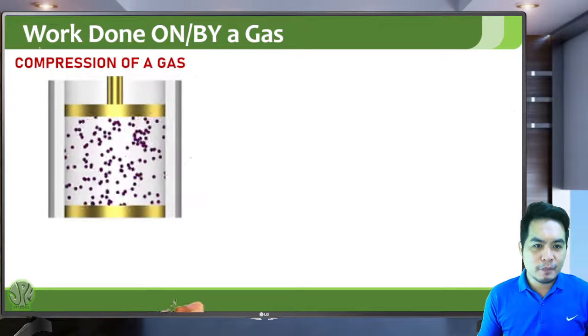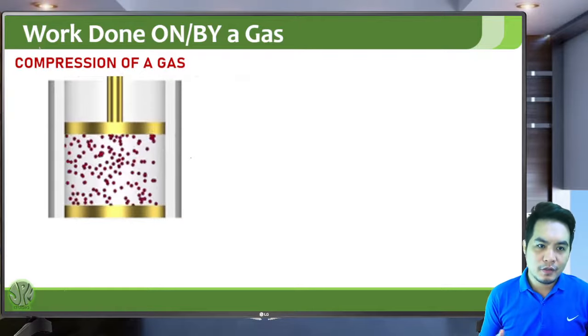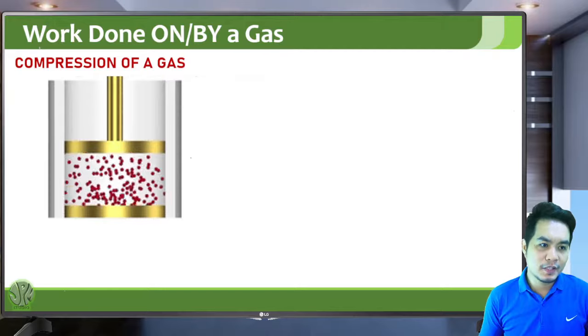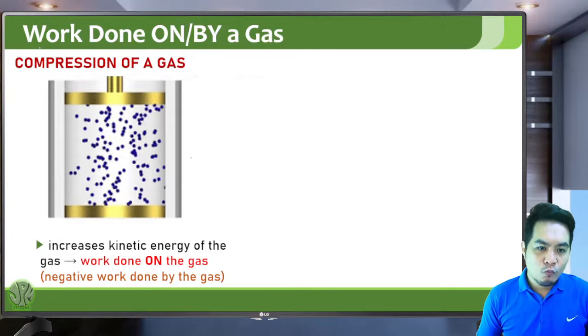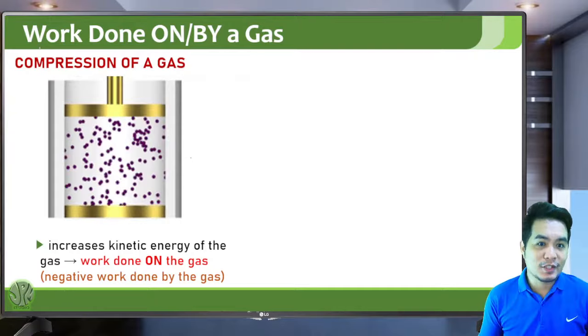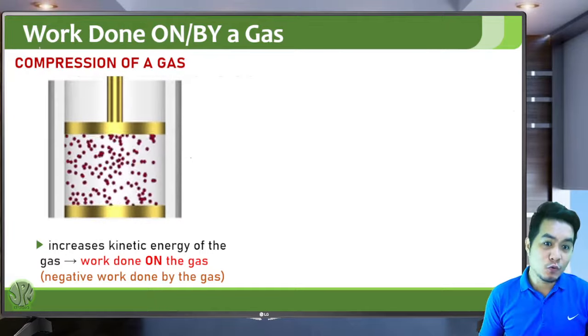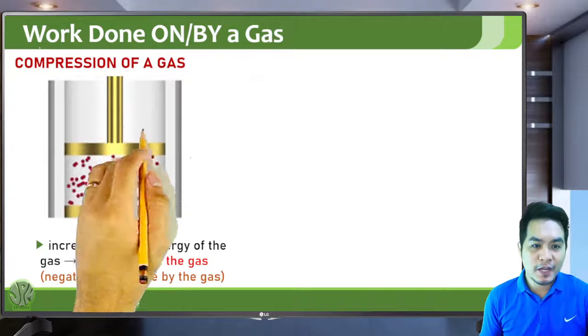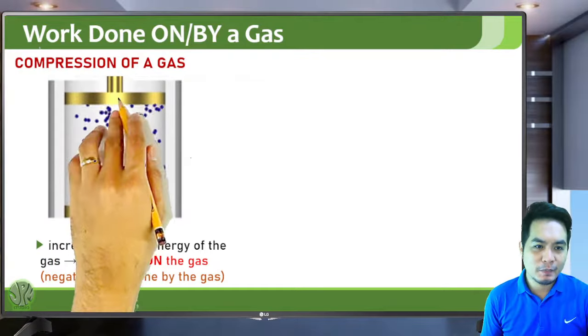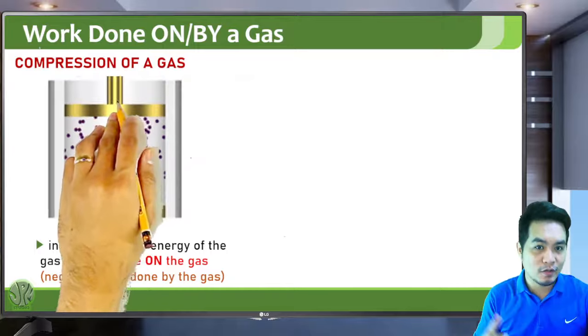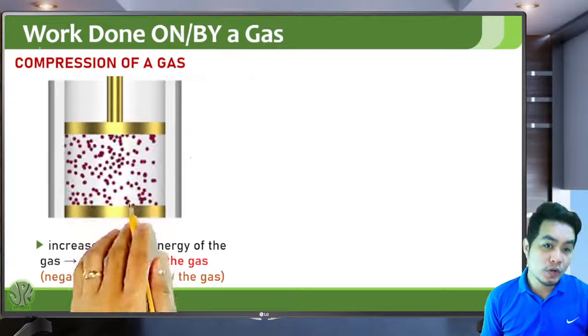This is a sample image of a compression of a gas. In a compression of the gas, work is done on the gas. The gas is not the one doing the work because in this case it's being compressed by this piston here. The piston, the surroundings of the gas, is the one doing work on the gas.